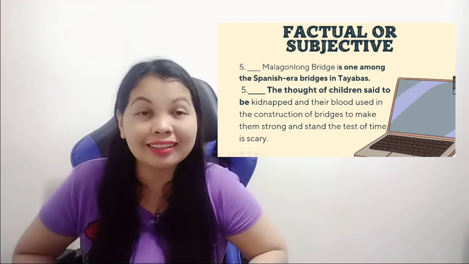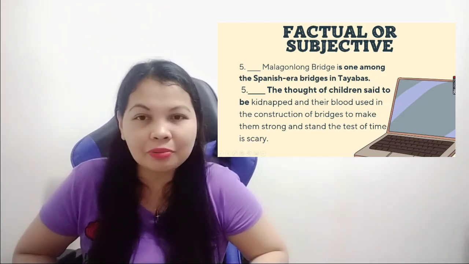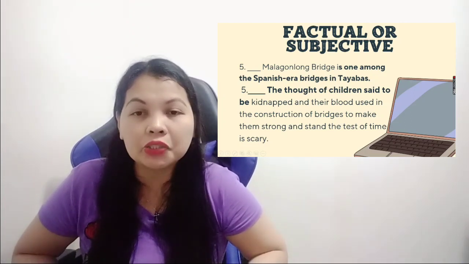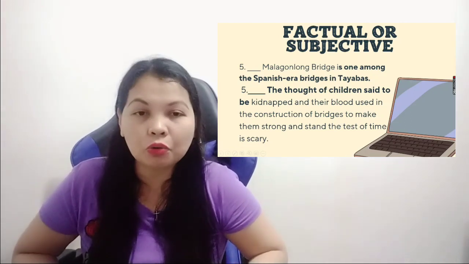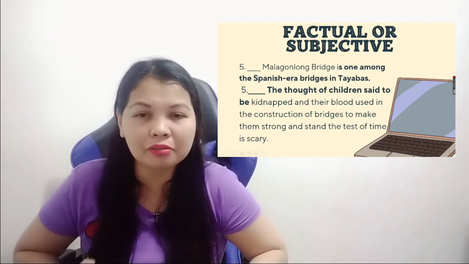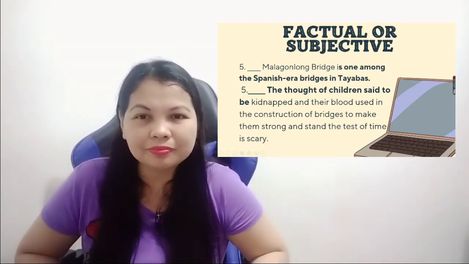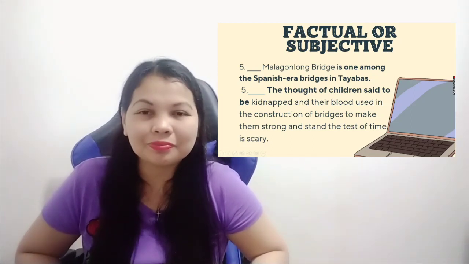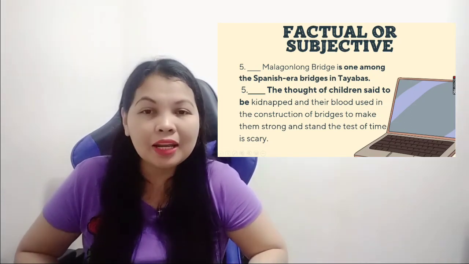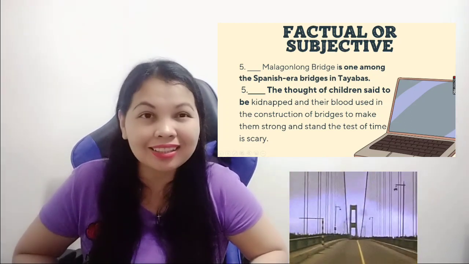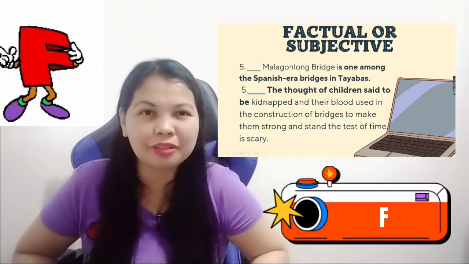Last one, we have: Malagonlong Bridge is one among the Spanish-era bridges in Tayabas. And another one: the thought of children said to be kidnapped and their blood used in the construction of bridges to make them strong and stand the test of time is scary. So what is your answer? There you go. So the first one, Malagonlong Bridge is one among the Spanish-era bridges in Tayabas. That is F. That is factual information.